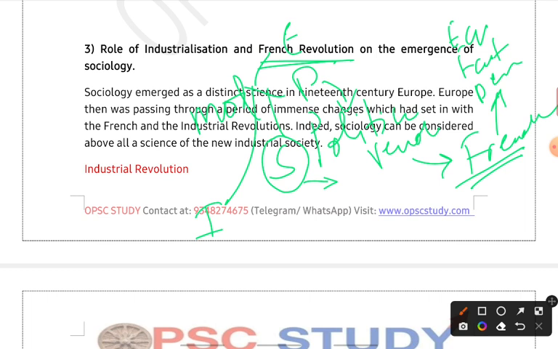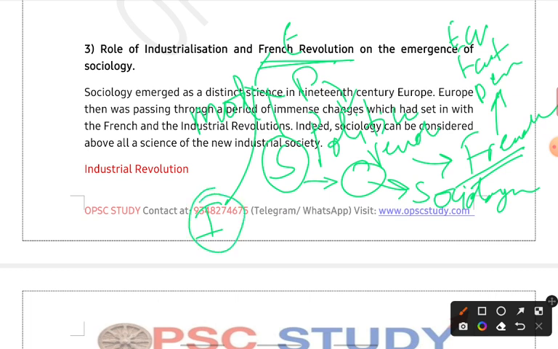But this also led to problems, like I said, domestic violence rose, and things like pickpocketing and all. These crimes were not known before. So all these things came up. This also led to these problems being studied. In order to study these problems, sociology emerged.